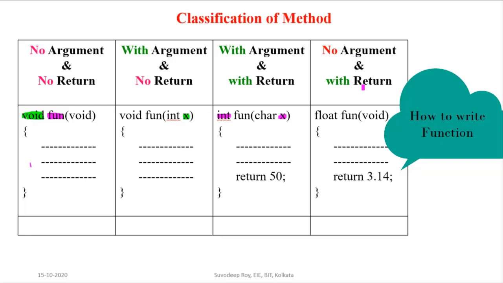Next, no argument with return. No argument means this is void. With return, at the end of this instruction set, it is written return 3.14. I have taken 3.14 as an example of an output from this function. 3.14 is of type float, so I must mention the type here. So these are the different classifications of method or function.